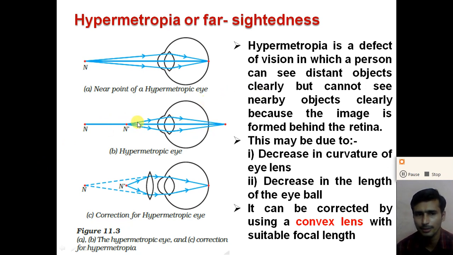So hypermetropia is the defect of vision in which the lens does not become thin, right? It will stay thick.